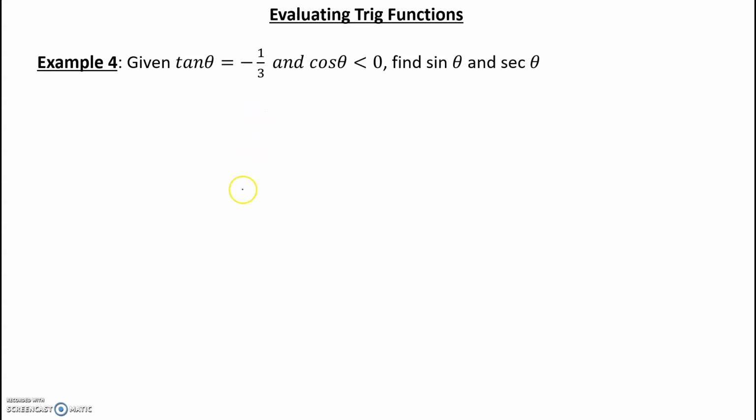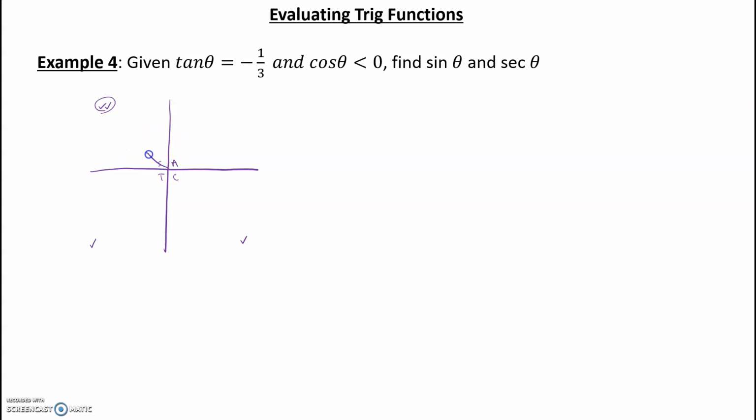All right, example 4. So in this one, we're going to go ahead and draw this out real quick. So here our tangent is negative. Remember, A, S, T, C, all students take calc. Tangent is negative in quadrant 2 and quadrant 4. It also says cosine is negative. Cosine is negative in quadrant 2 and quadrant 3. So we're in quadrant 2. It's very important to find out what quadrant you're in.